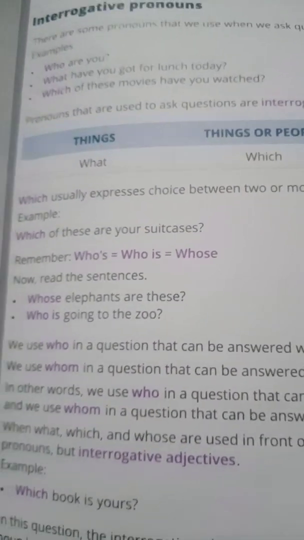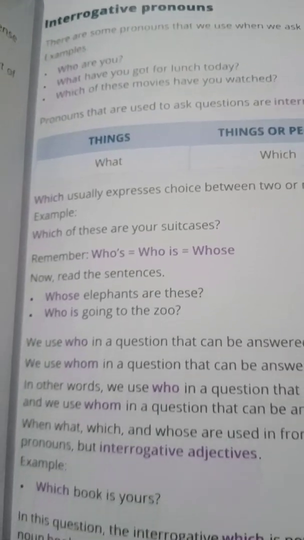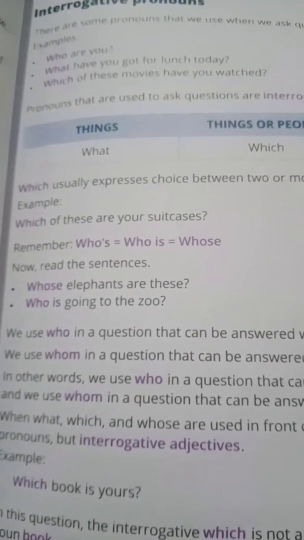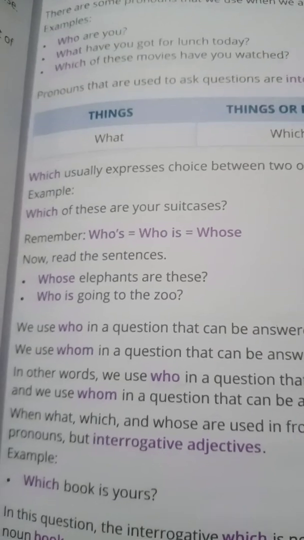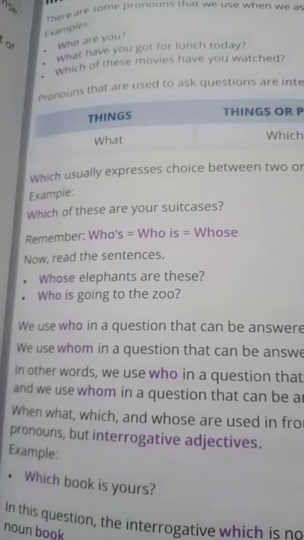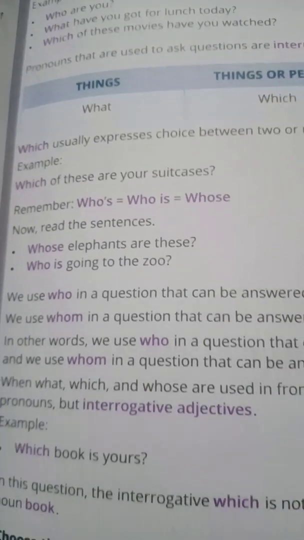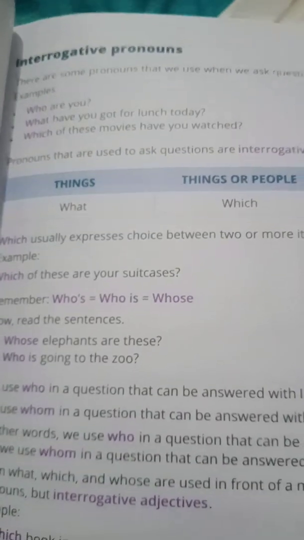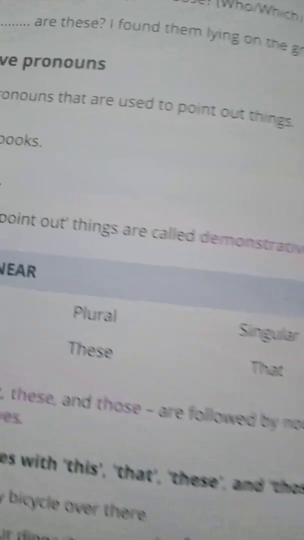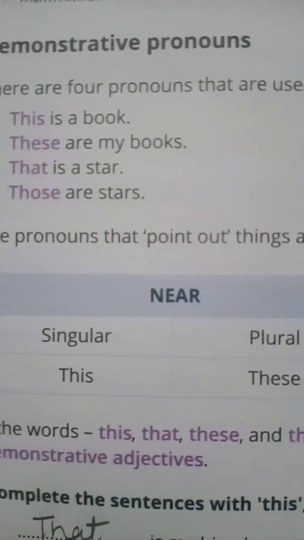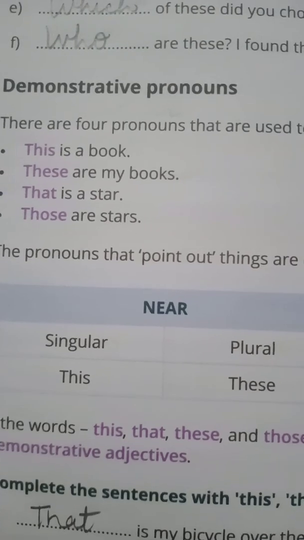And the words which are used as interrogative pronouns are who, what, which, whose, whom. So all these are the interrogative pronouns. And moving ahead from the interrogative pronouns, the next one is demonstrative pronouns. Now what are the demonstrative pronouns?